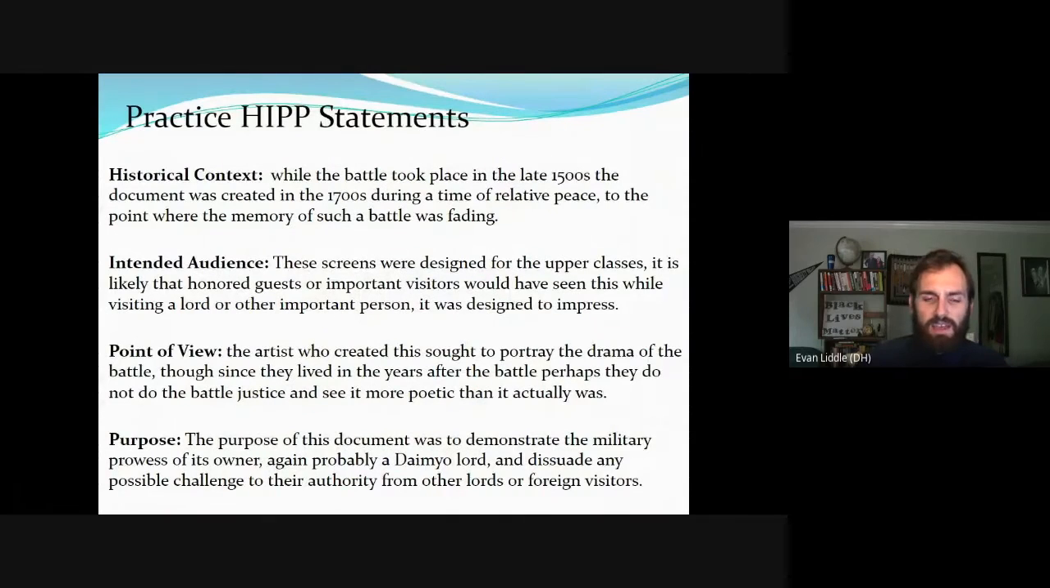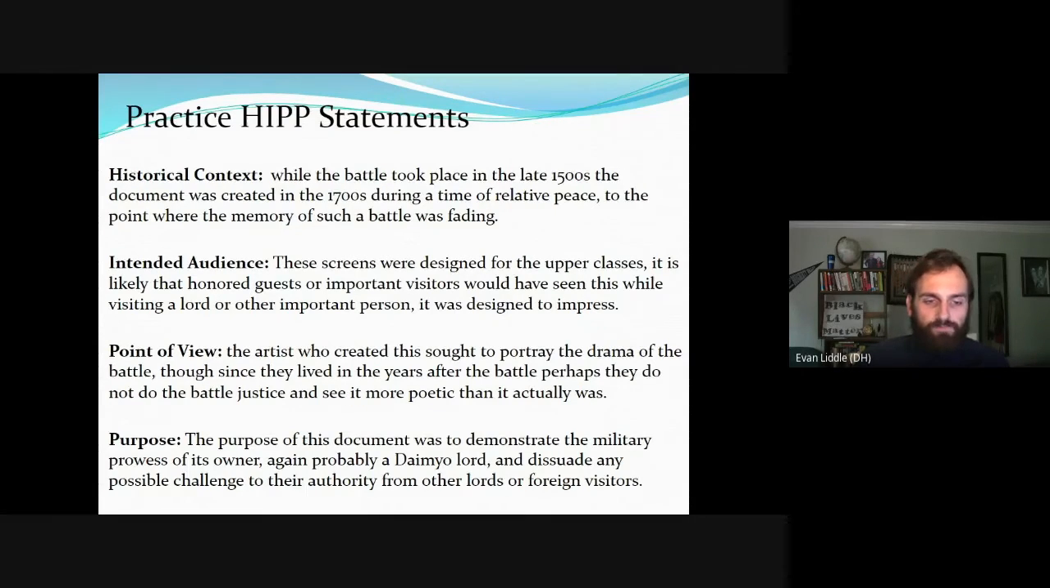But it seems like the artist who created this was definitely going for the drama of the battle. And this is probably because they didn't live during the time of the battle. Very, very likely they lived after the battle. And so they see it in a more poetic light than it actually might have been seen at the time. Now, they aren't looking at it strategically. They're looking at it poetically, right?